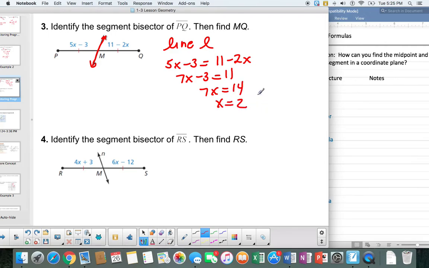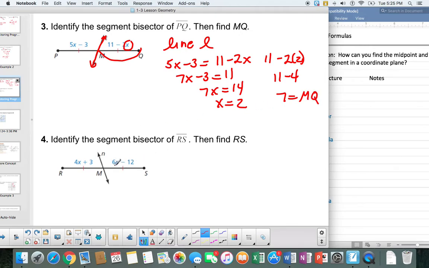Again, this is not the answer, but it is the answer to help me find MQ, which is right here. I'm going to put 2 into there. So 11, take away 2 times 2, and the answer is going to be 11 minus 4, which is going to be 7. And that'll be the length of MQ.